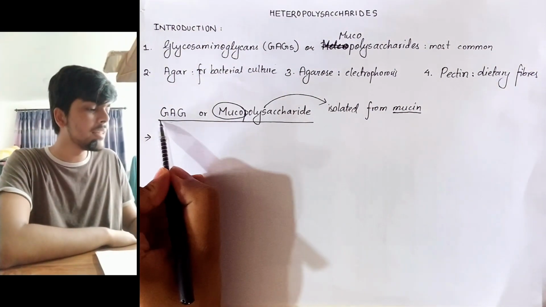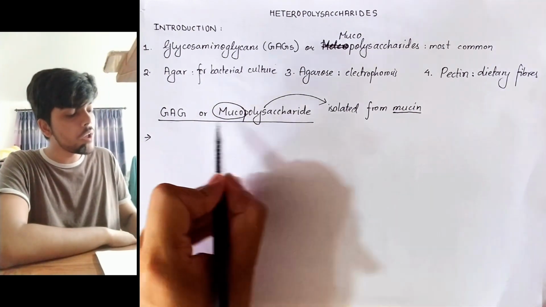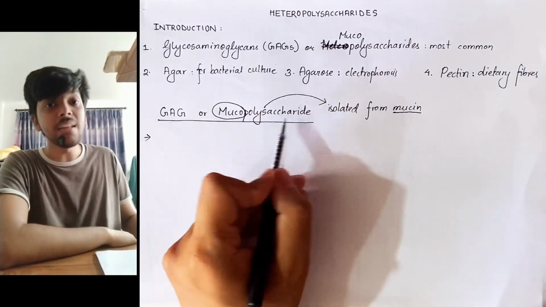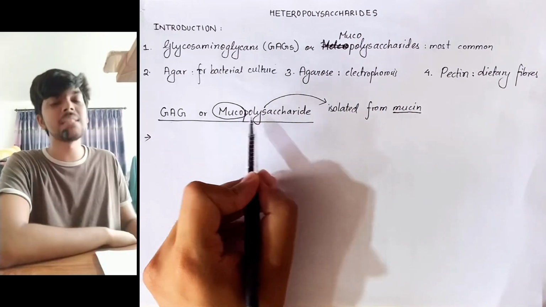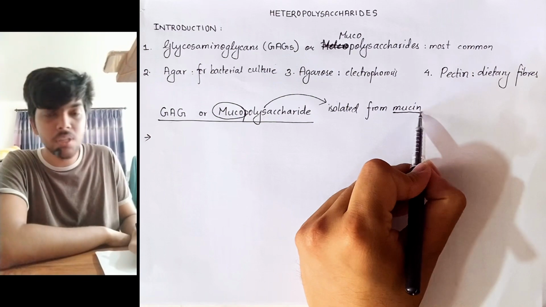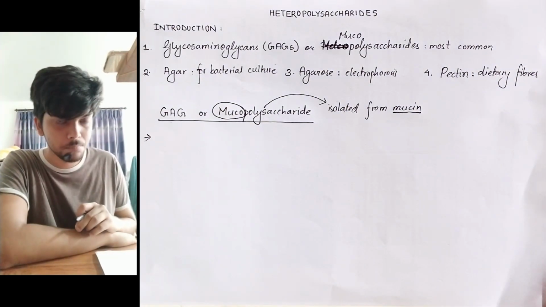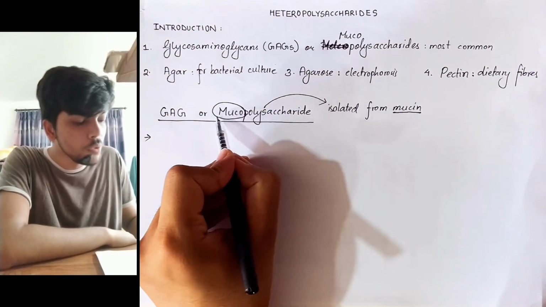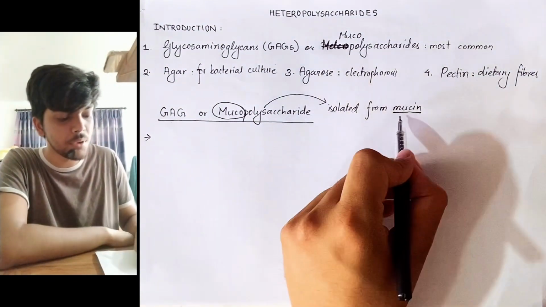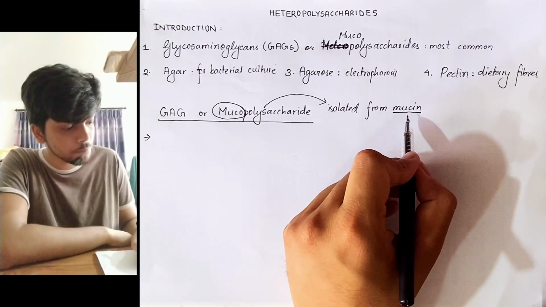What I have here is GAG or glycosaminoglycan, which is also called mucopolysaccharide. The reason it is called mucopolysaccharide is because it is isolated from mucin, and mucin is the major component of mucus. That's why the part muco. Why? Because the polysaccharide is isolated from mucin. What's mucin? It is the major component of mucus.